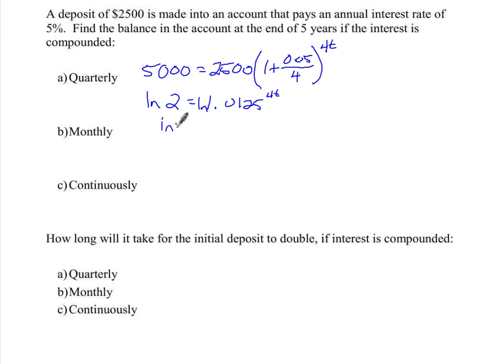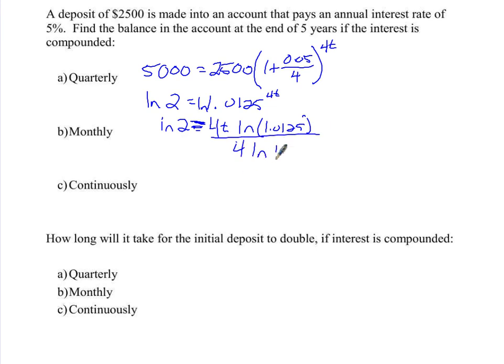So now I have the natural log of 2 equals 4t times the natural log of 1.0125. So now to solve for t, what do we need to do? Divide by 4 times the natural log of 1.0125, because that will leave me with just t.